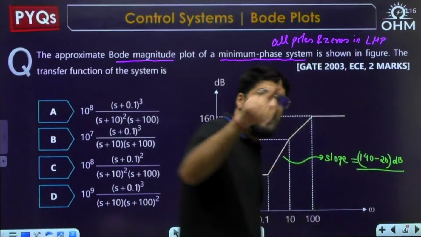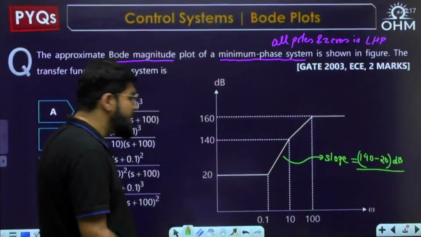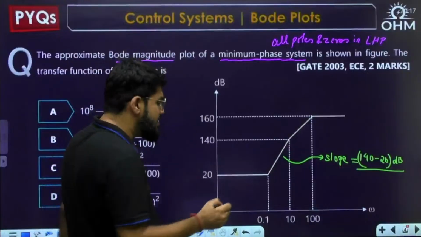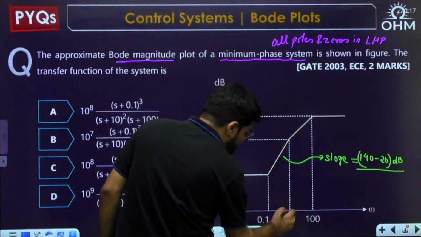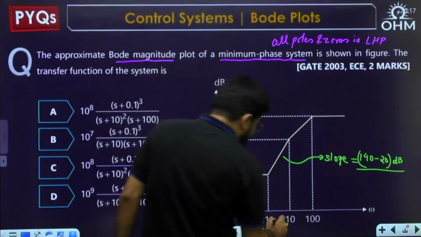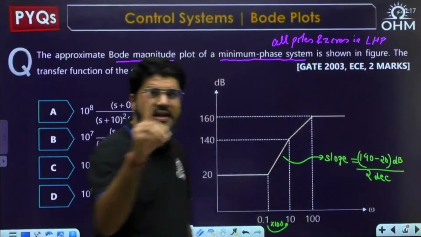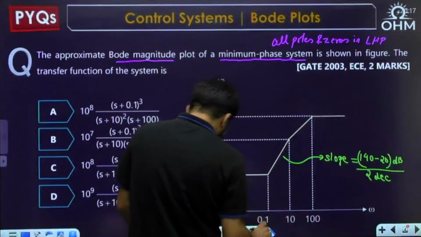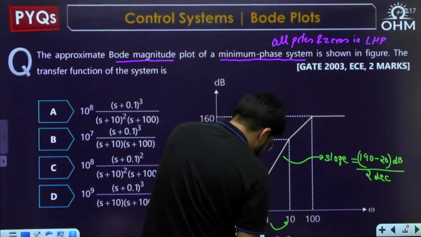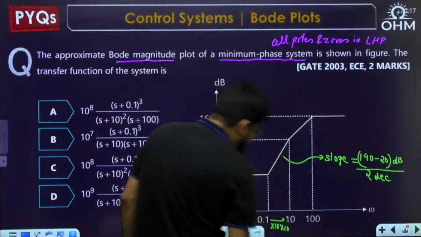For how many decades of frequency? When you draw it on log paper, we take this x-axis as the log omega axis. So how many decades of frequency? 0.1 to 10. Now what is a decade? Decade means a factor of 10. So 0.1 to 10 is times 10 times 10, so times 100, and times 100 means 2 decades.